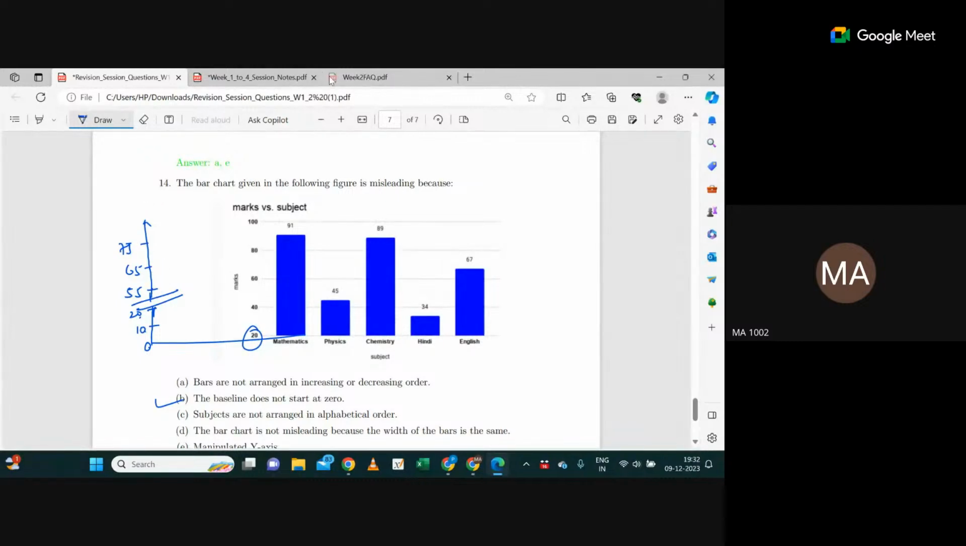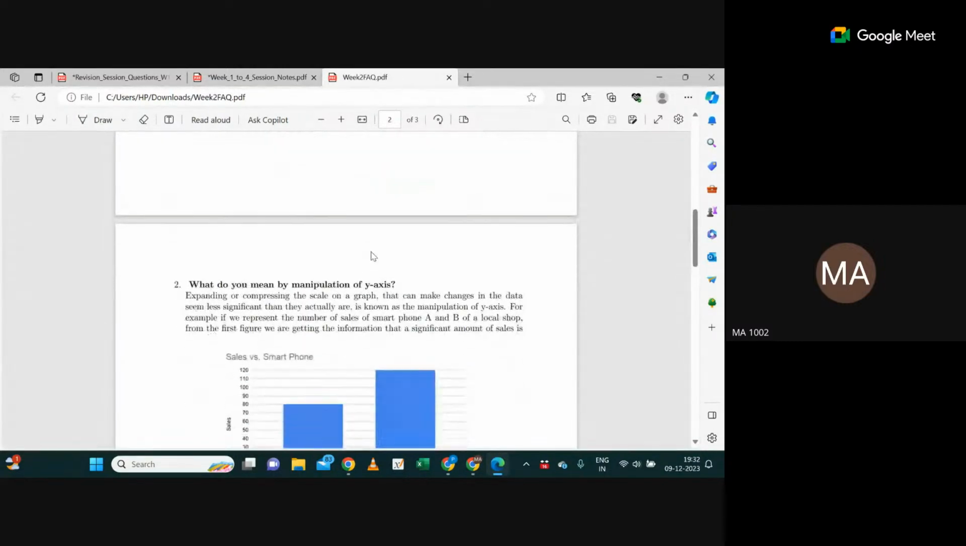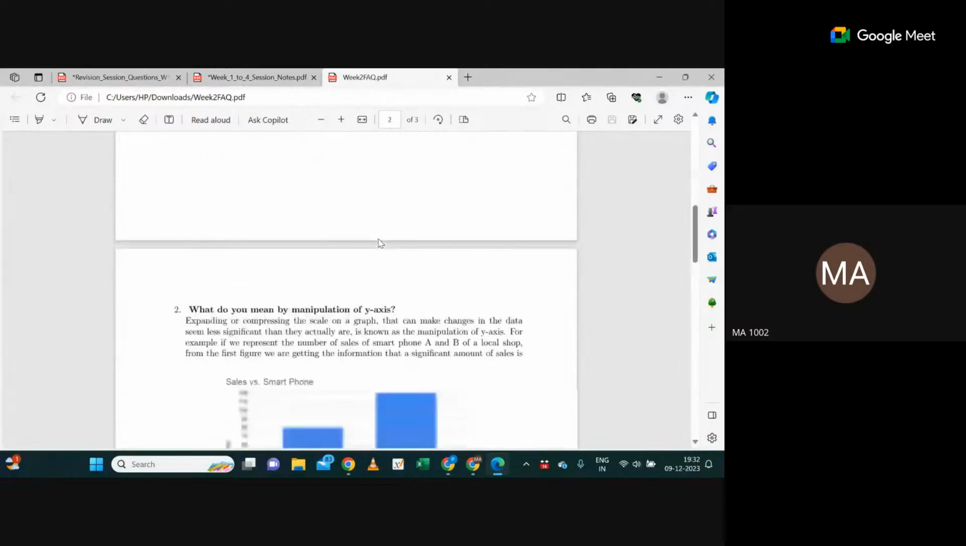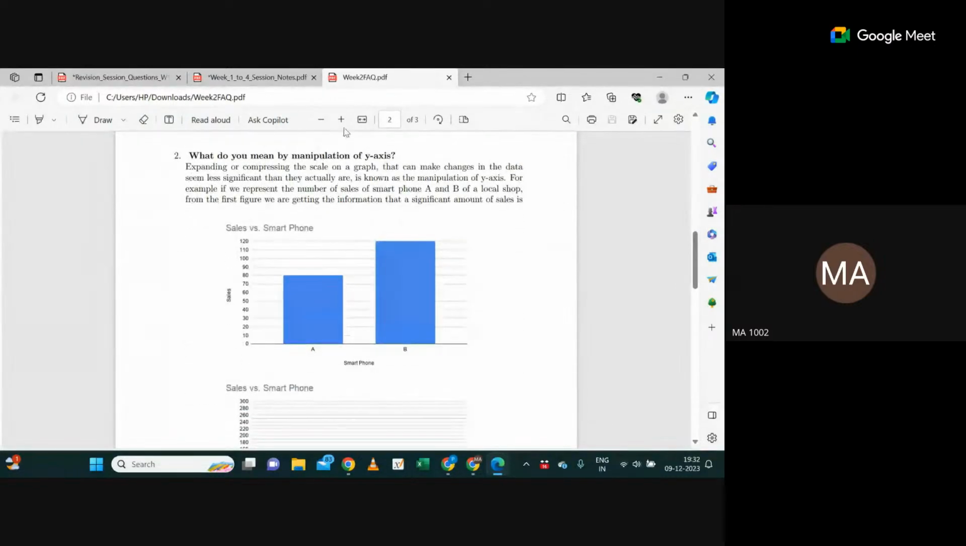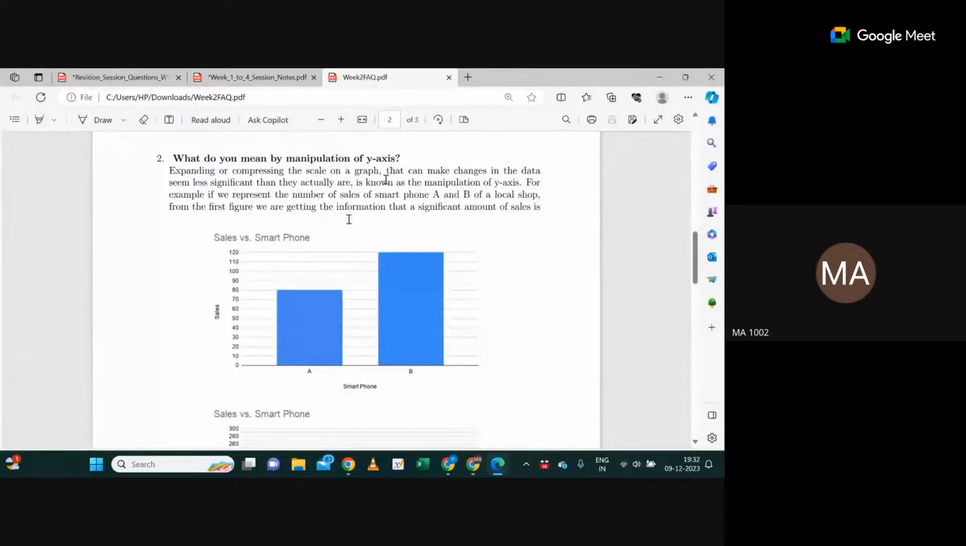Okay. Let me take you through one another example. So this is one example. Meanwhile, we will share this PDF with you, and you can go through it. So what do you mean by manipulation of the y-axis? Basically, there is one concept: expanding or compressing the scale on a graph can make the changes in the data seem less significant than they actually are. For example, if you represent the number of sales for smartphone A and B of a local shop, from this figure, what can you infer?